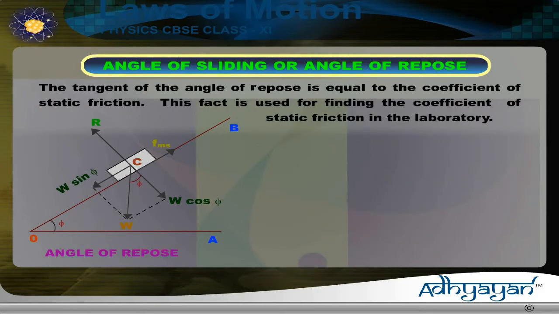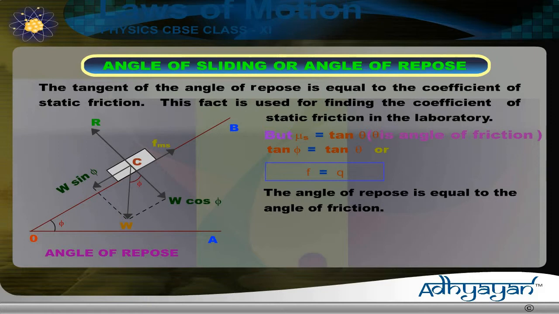The tangent of the angle of repose is equal to the coefficient of static friction. This fact is used for finding the coefficient of static friction in the laboratory. But mu s is equal to tan theta, where theta is the angle of friction. Tan phi is equal to tan theta, or phi is equal to theta. The angle of repose is equal to the angle of friction.